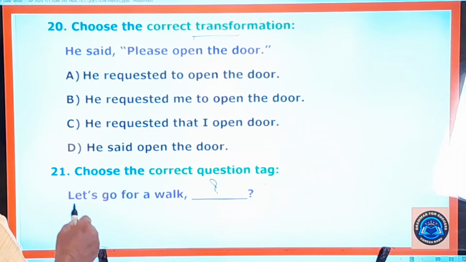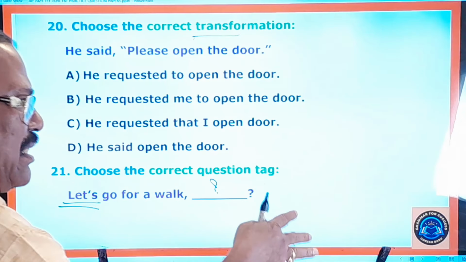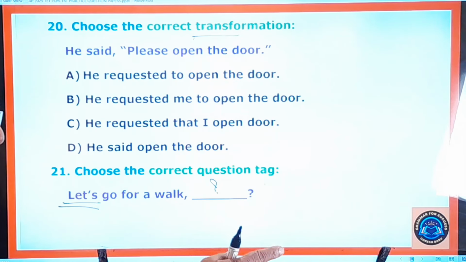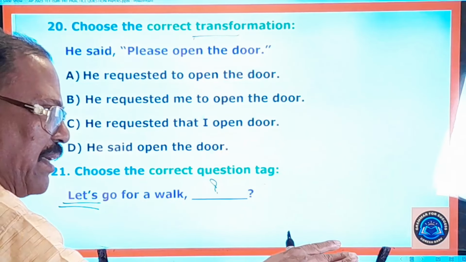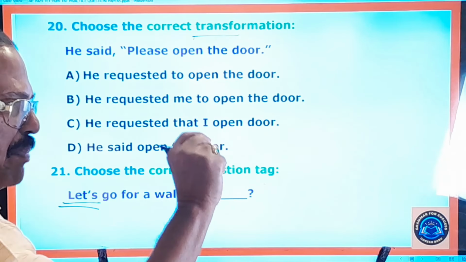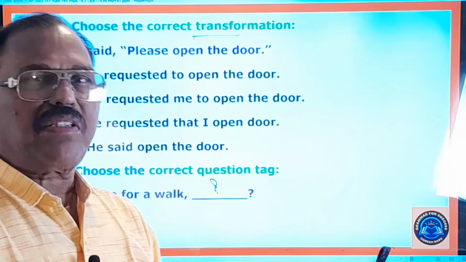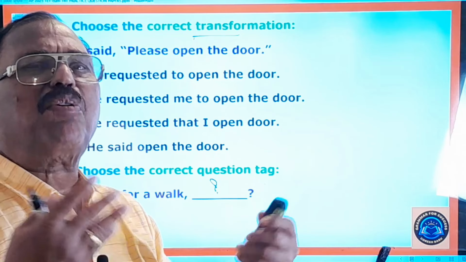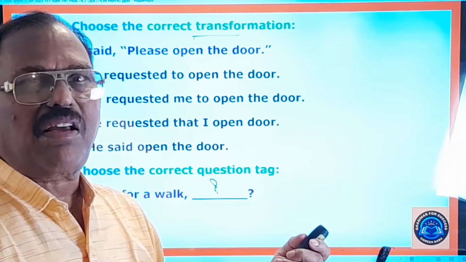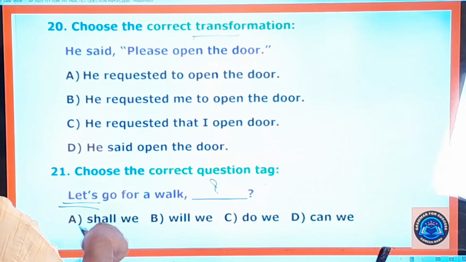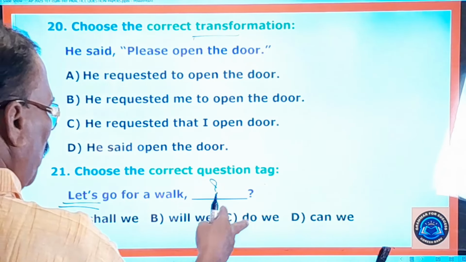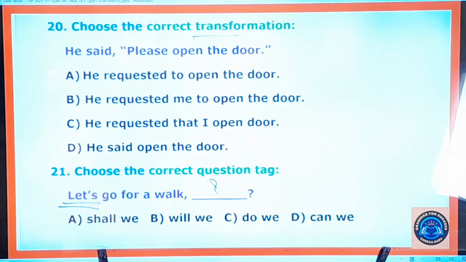And the sentence is beginning with letters. Whenever the given sentence begins with letters, the question tag must be fixed and specific. I have made a wonderful video on question tags, so please watch that video and you can learn many more things, not one or two, many more things. The options given are shall we, will we, do we, can we.